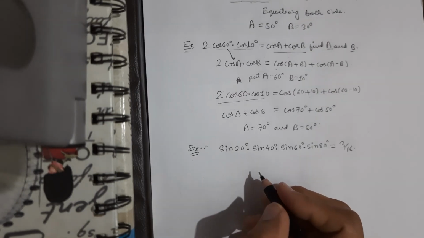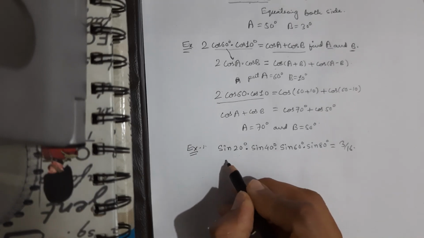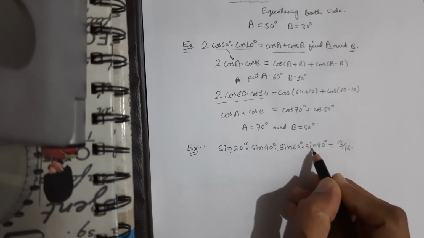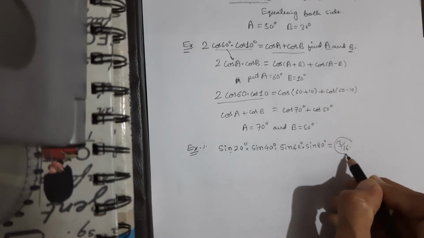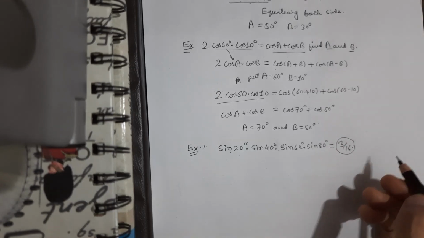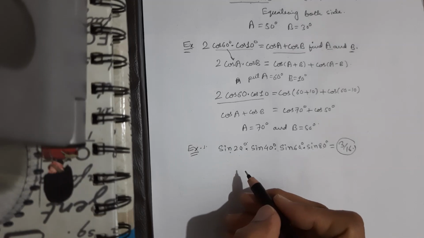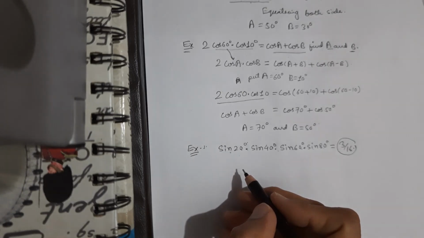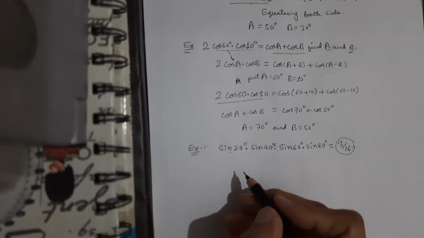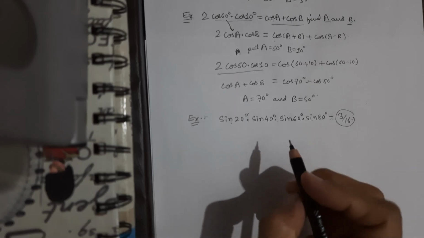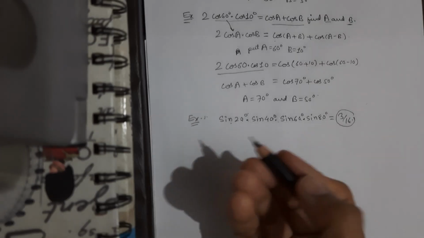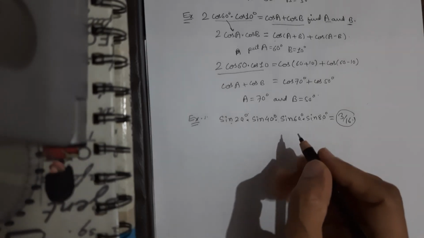Next I'm going to solve this. It is given sine 20 degree into sine 40 degree into sine 60 degree into sine 80 degree, and I need to show that this value is equal to 3 by 16. Or sometimes it is asked what will be the value of this. Now I cannot use a calculator, that's the condition. I want to show this without using a calculator.